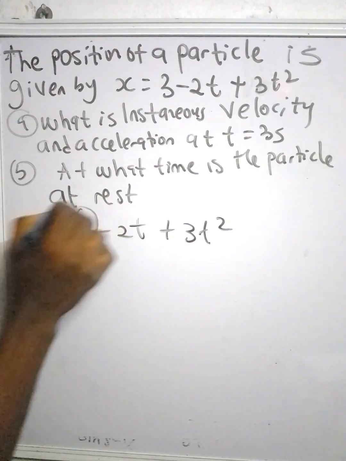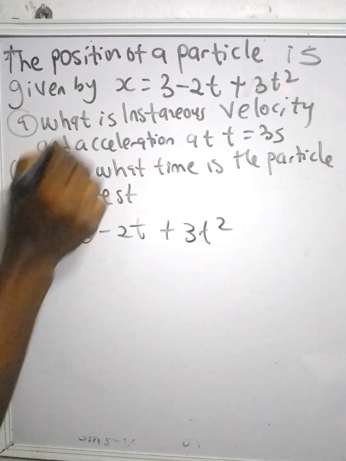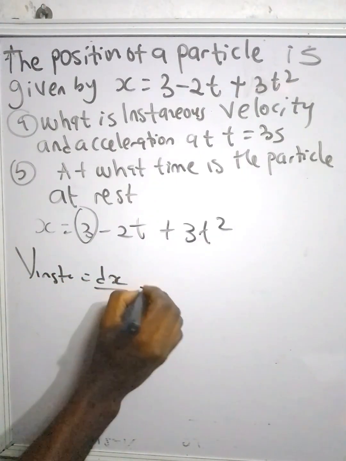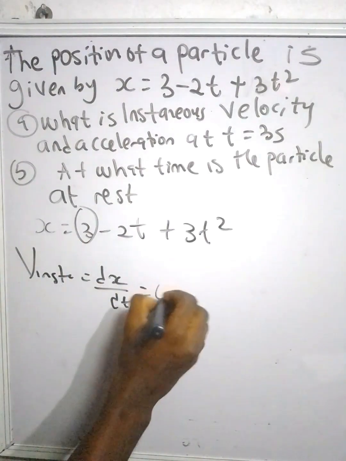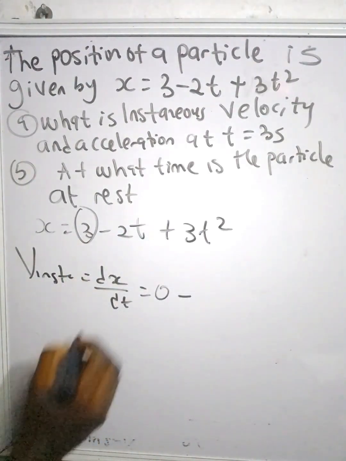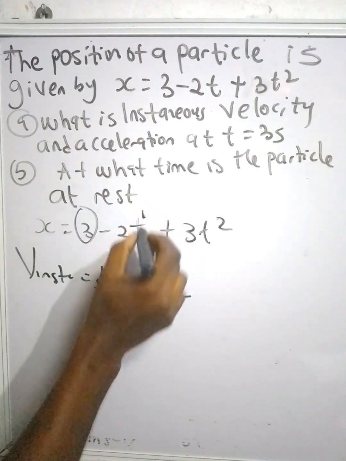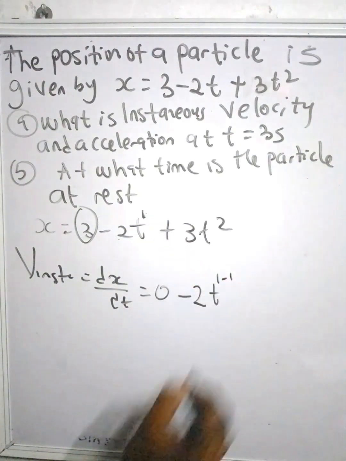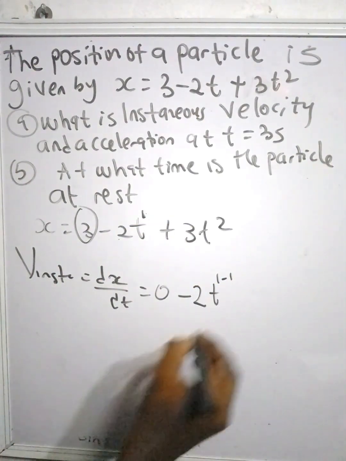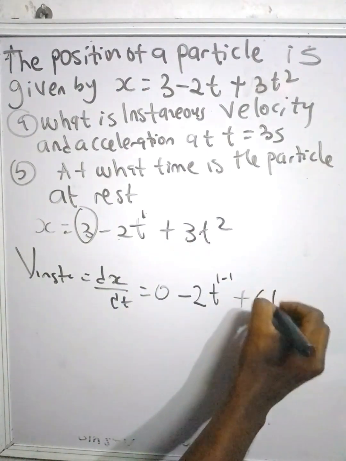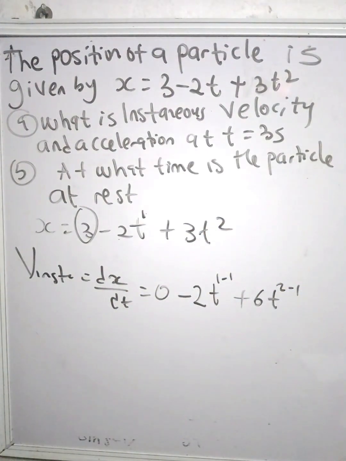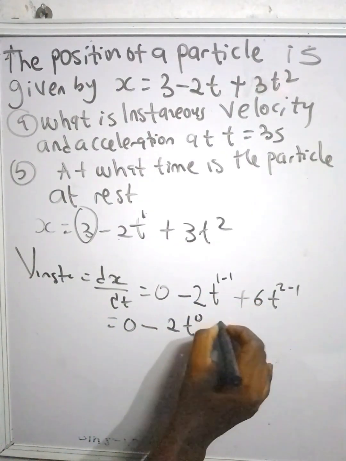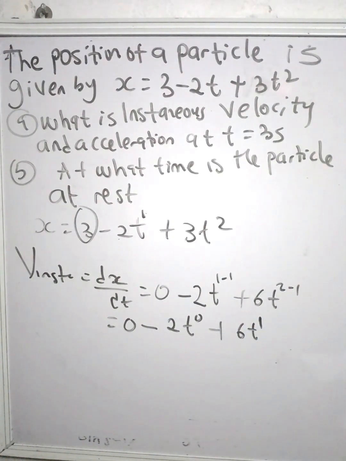If I differentiate 3, the answer will be 0. So my instantaneous velocity v will be ds over dt. If you differentiate 3, that's 0. Minus, if I differentiate 2t, there's a 1 here, so 1 times 2 is 2. Repeat the base and reduce the power by 1, that's 1 minus 1. Plus, 2 times 3 is 6, with power 2 minus 1. So that's 0 minus 2t raised to 0, because 1 minus 1 is 0, plus 6 raised to 2 minus 1, so t raised to 1.